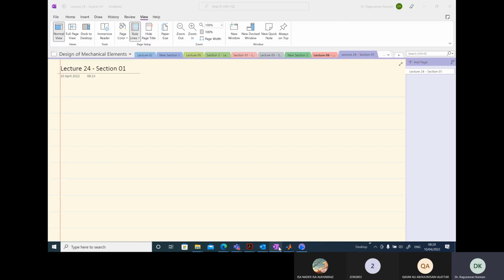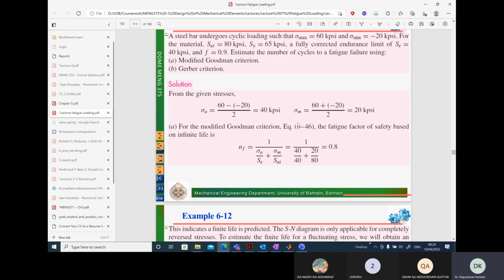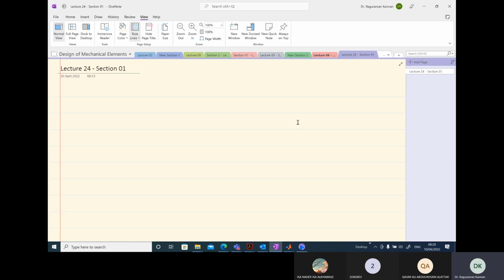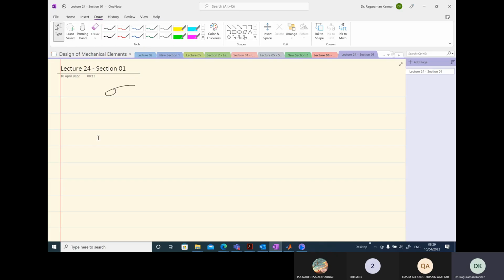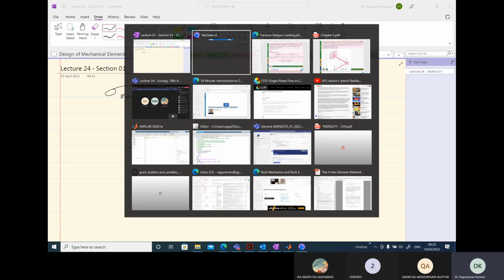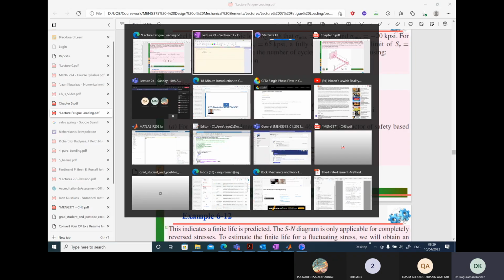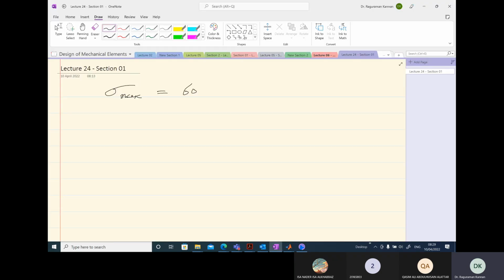So how do I calculate the number of cycles to failure? First, what is the data that is given here? Sigma max and sigma min. Okay. So I'm going to write sigma max is equal to 60 and sigma min is minus 20 kPSI.